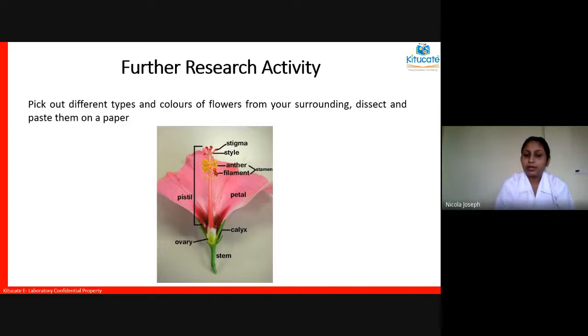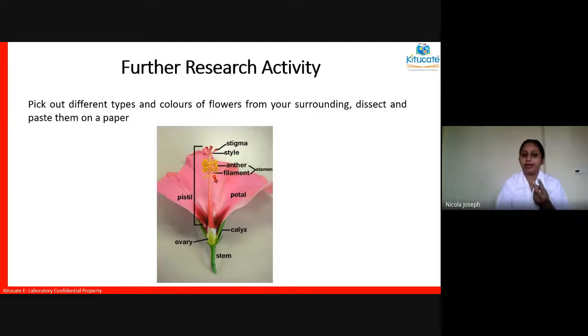That is actually the anther. Inside the anther, pollen grains are present. And there is a stalk of the anther. That stalk is called the filament.